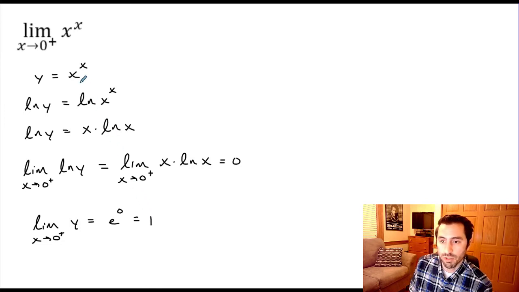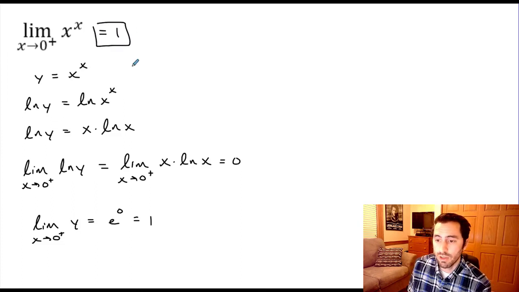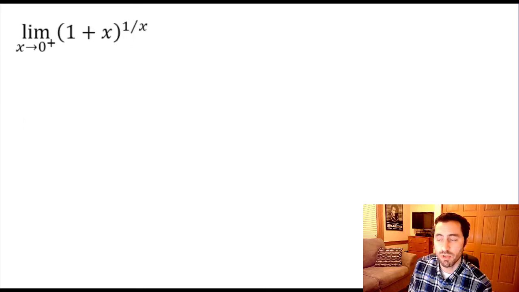y was our original function, so that means all the way up here at the top, the limit as x approaches 0 from the right of x to the x power is equal to 1. So we were able to use the natural log to help us evaluate the limit. With the natural log, we can do a little bit of rearranging, get our function into a position where we can evaluate the limit, and then we undo that rearranging to give us our actual limit for our original function. So let's talk through that process one more time.